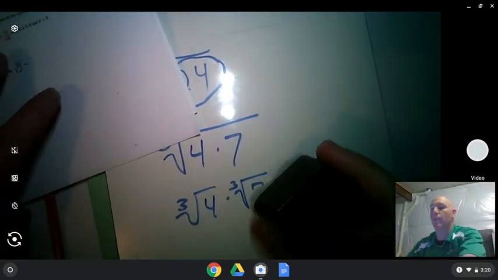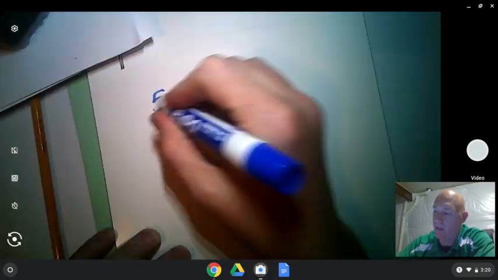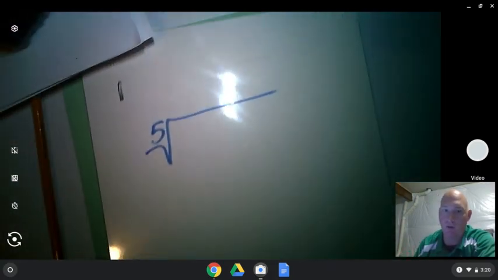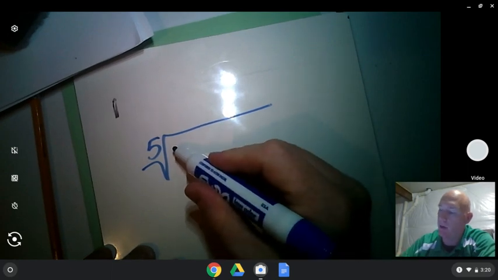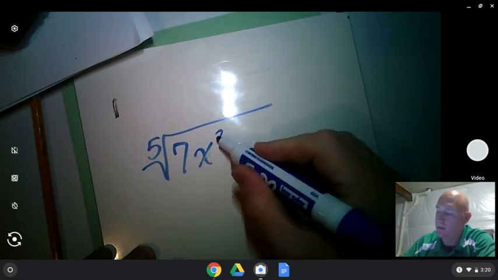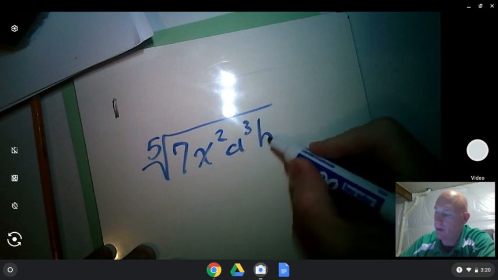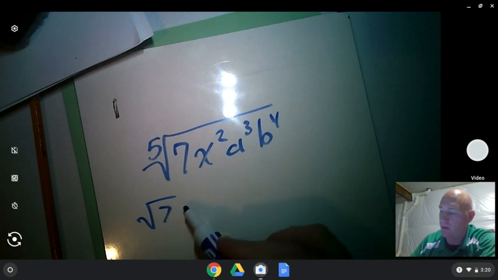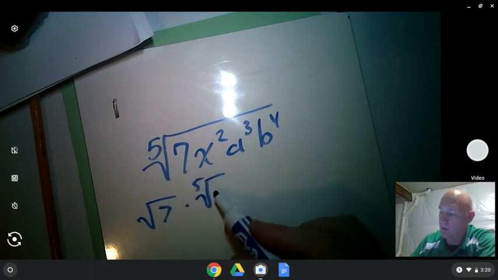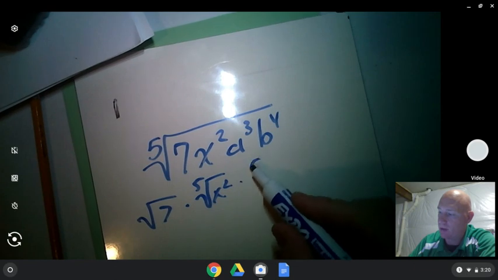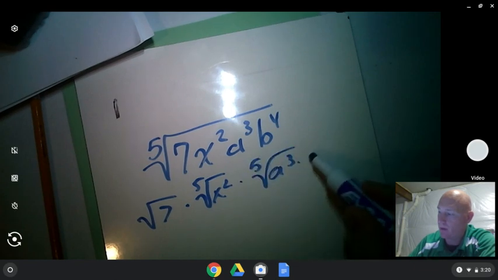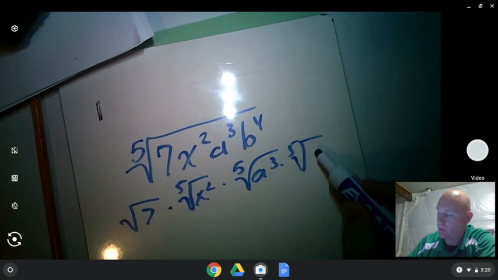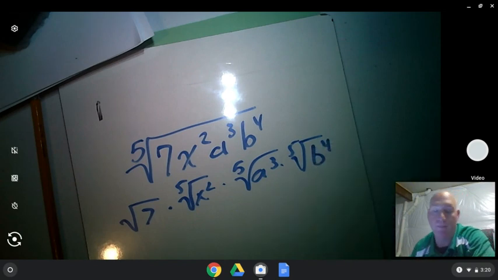when you have variables, they're automatically being multiplied. So if I have like the fifth root, sorry, that's fluctuating for you. If I have the fifth root of 7x squared, a to the third, b to the fourth, that can all be broken up into the fifth root of 7 times the fifth root of x squared times the fifth root of a cubed times the fifth root of b to the fourth. Okay? It's just a rule.